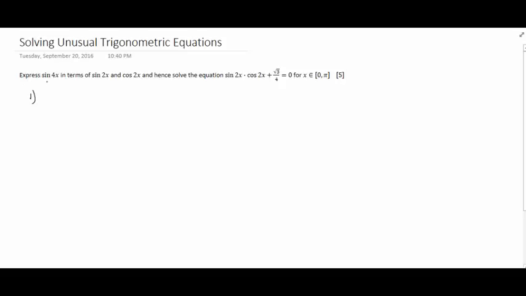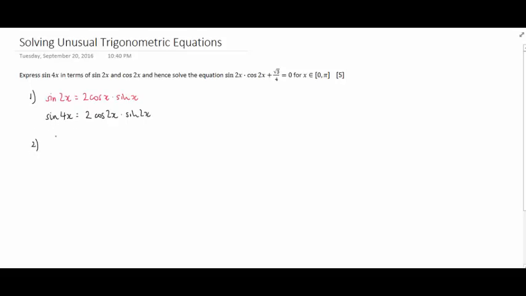It's asking us to write sine 4x in terms of sine 2x and cos 2x. What we need to be thinking of here is the double angle formula. The double angle formula is, as I hope you recall, sine 2x equals 2 cos x times sine x. So it's not too much of a leap that if I have to find sine 4x, that's going to be 2 cos 2x times sine 2x. So that's already 1 mark of the question.